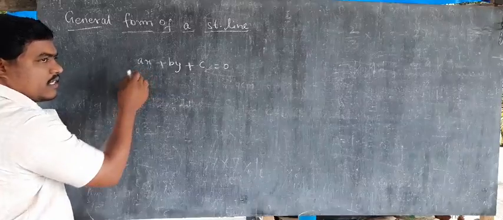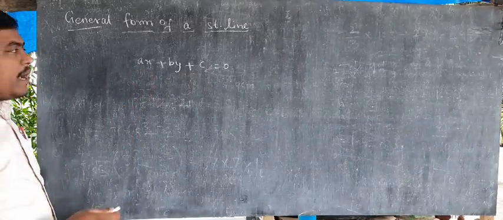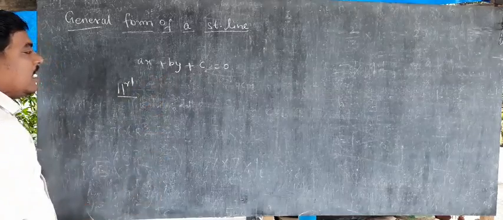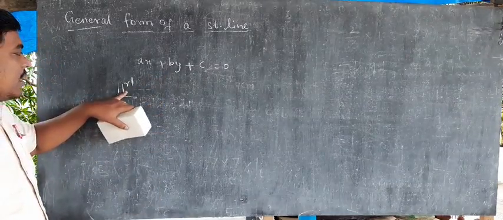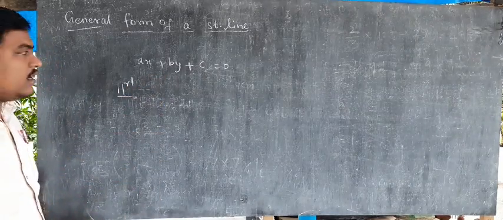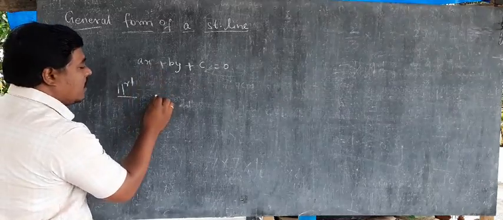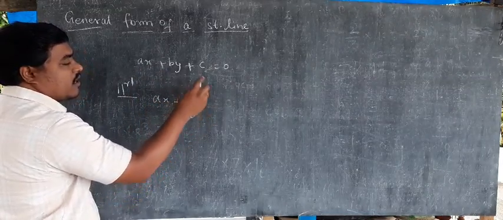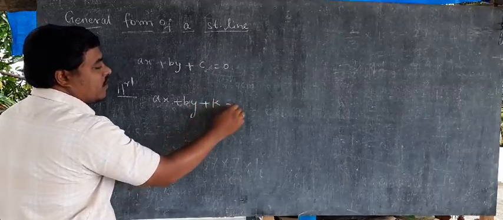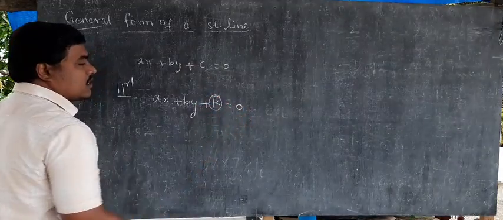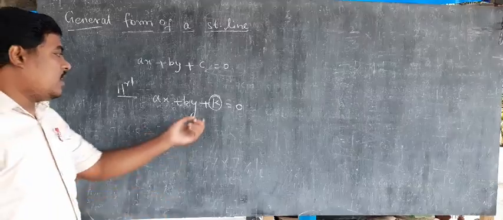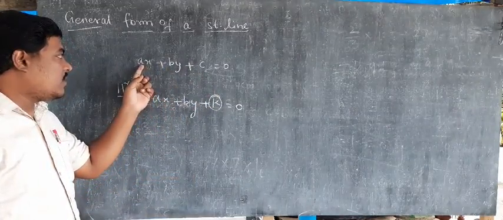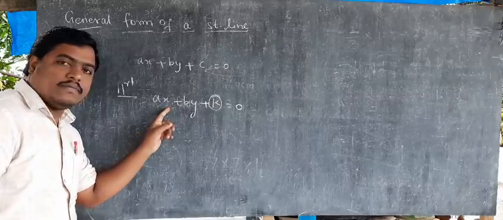For this line equation we need to write a parallel line. What is the parallel line for this equation? This is a shortcut for writing the parallel. Parallel means the same ax plus by, and for c I write plus k equal to 0. Only the constant term changes. If you write it like this, that is called parallel to this line.